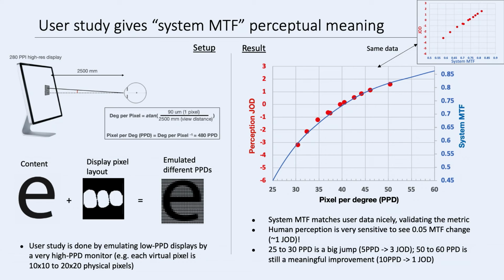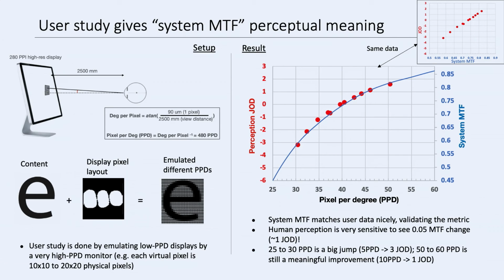On the right side is our calculated system MTF. We didn't do any scaling, it's just directly from the math. We're able to match quite decently. If you just plot the system MTF and perception data, you can get a very good linear match. A couple of interesting findings here: generally, human perception is quite sensitive to 5% MTF. In this sense, I would say this MTF is the same as the optics MTF, response to 1 JOD.